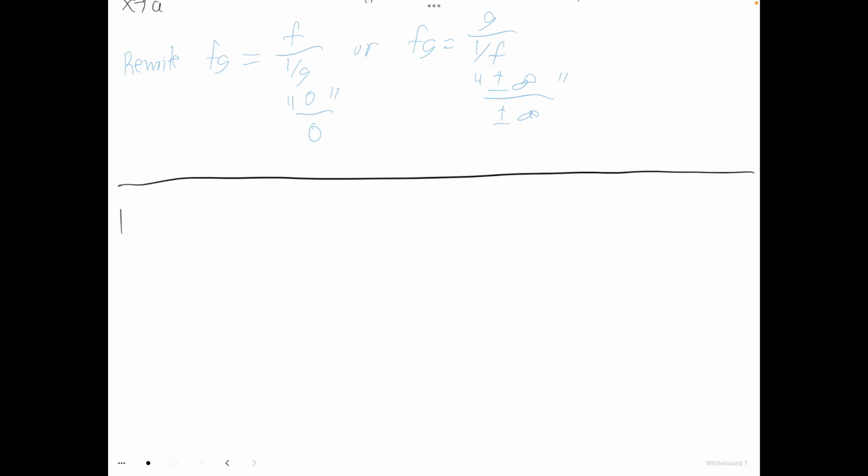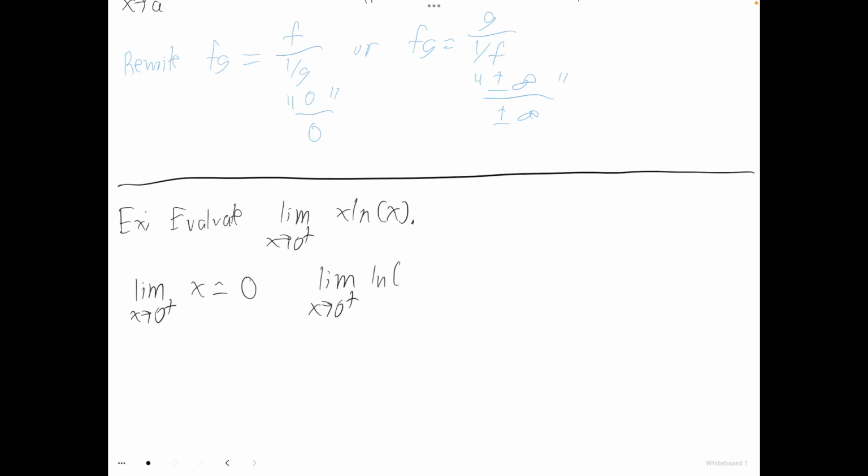So let's look at an example. So we want to evaluate the limit as x goes to 0 from the right of x ln of x. Okay, so we want to compute this limit. First, we need to talk about what things are going on. So if we take the limit as x goes to 0 from the right of x, well, that clearly goes to 0. And so the limit as x goes to 0 of ln of x.